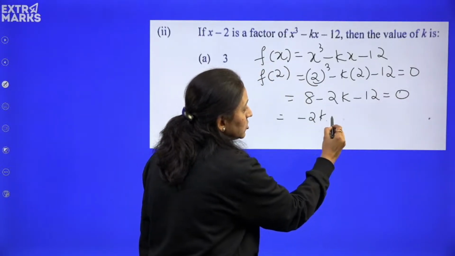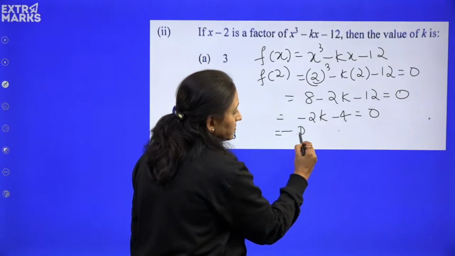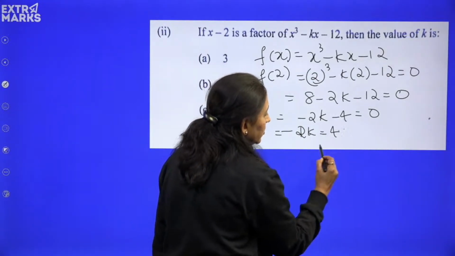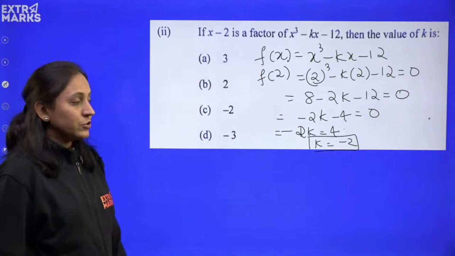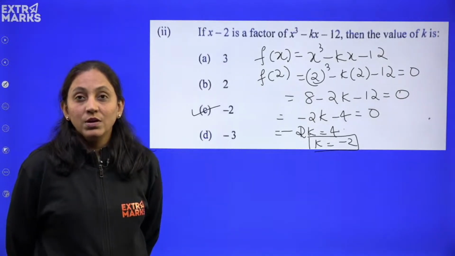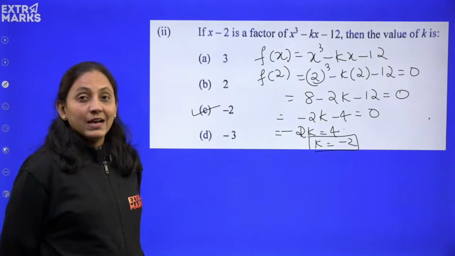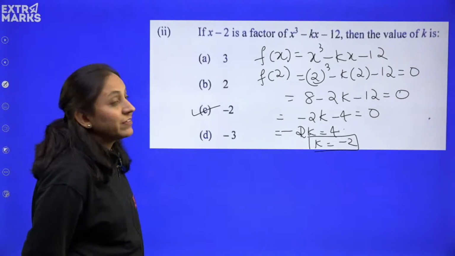So we get minus 2k minus 4 is equal to 0. So we get minus 2k is equal to 4, and k value is minus 2. So for this, the correct option is option C, which is equal to minus 2. Alright, I hope you got this answer. As I said, very simple question from factor theorem.